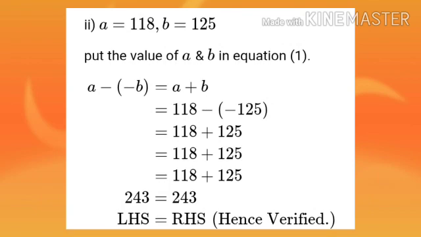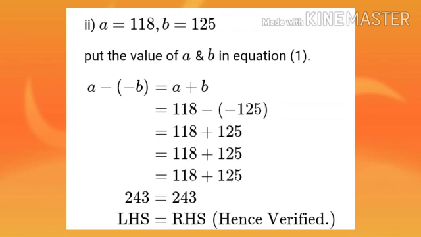Here is the second subdivision. In this subdivision, the value of a is 118 and the value of b is 125. Now we are going to place the value of a and b in the equation a minus of minus b, which is equal to a plus b. A minus of minus b. The value of a is 118. Place the value there. 118 minus of minus. The value of b is 125. Minus of minus 125. Then the expression for a minus of minus b is 118 plus 125 and the expression a plus b is 118 plus 125.